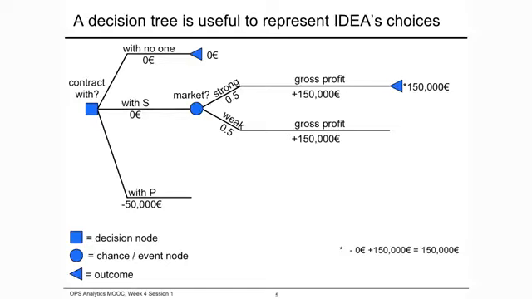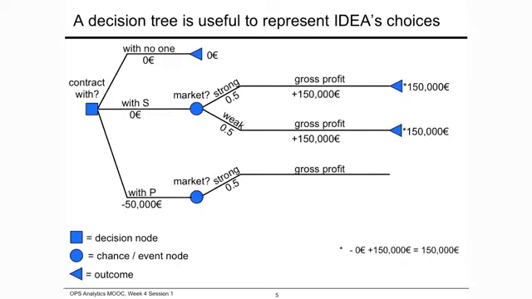Again, now we can calculate the profits for IDEA's outcome. If it orders from supplier S and the market is weak, it's going to earn €150,000. That's no money up front and €150,000 of gross profit. Finally, if IDEA contracts with supplier P, there are again 2 outcomes. One is if the market is strong. That happens with probability 0.5.